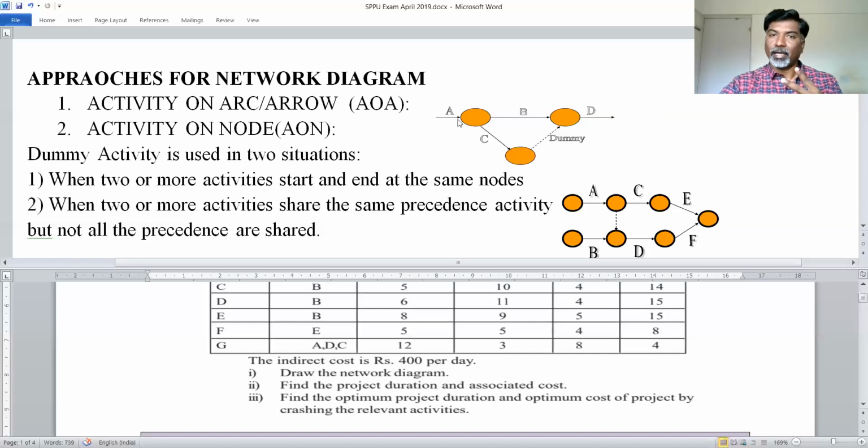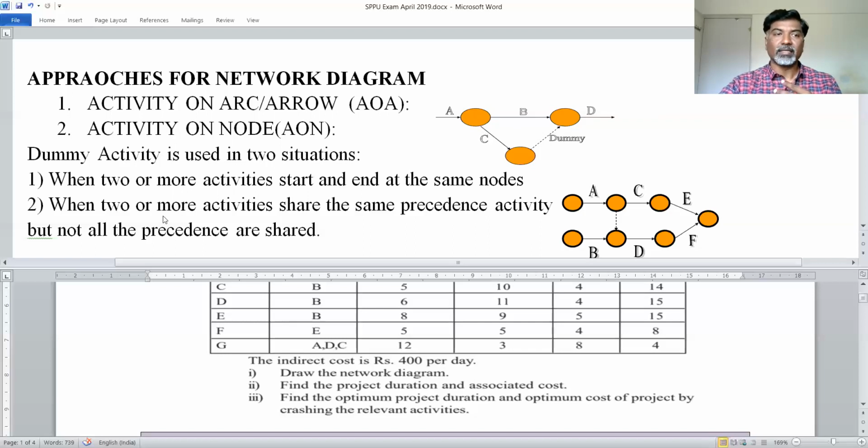Here, the path from predecessor A to reach successor D is A to B and B to D, moving directly this way. But two activities B and C both have the same predecessor and the same successor. In that case, I have added one dummy node, and with a dummy arrow, or dummy activity, I have solved this tie.